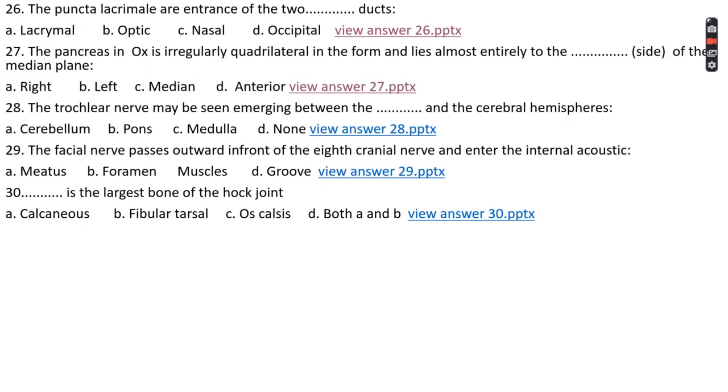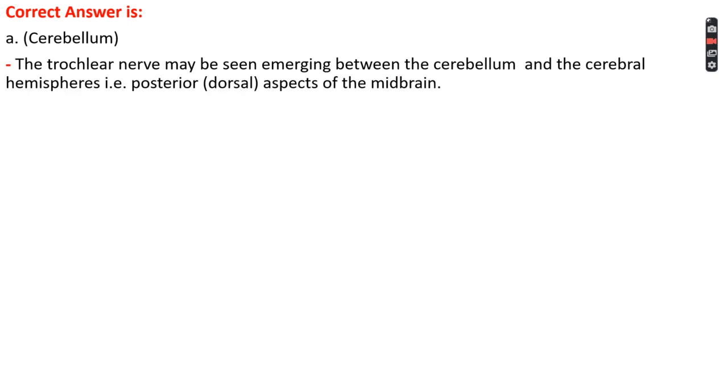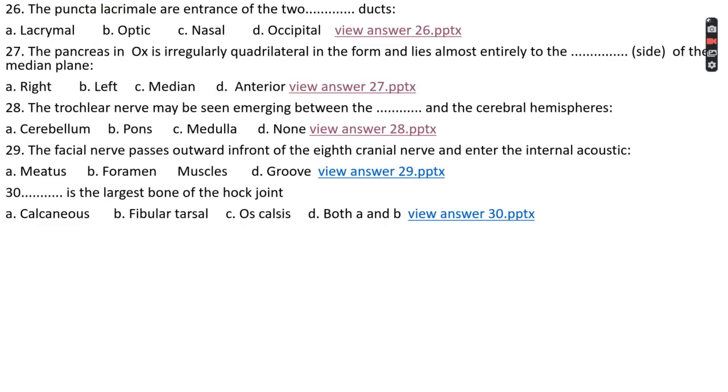Question number 28. The trochlear nerves may be seen emerging between the dash and the cerebral hemisphere. Option A cerebellum, option B pons, option C medulla, option D none. The right answer is option A, that is cerebellum. The trochlear nerves may be seen emerging between the cerebellum and the cerebral hemisphere. That is actually it emerges from the posterior or dorsal aspect of the midbrain.